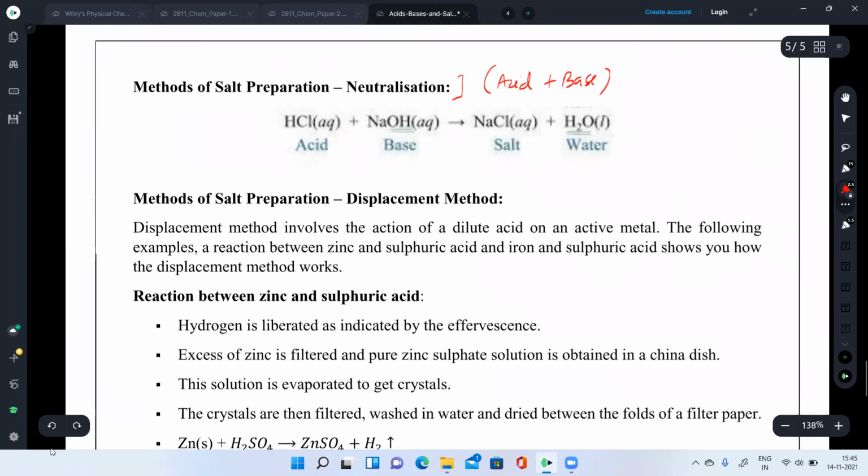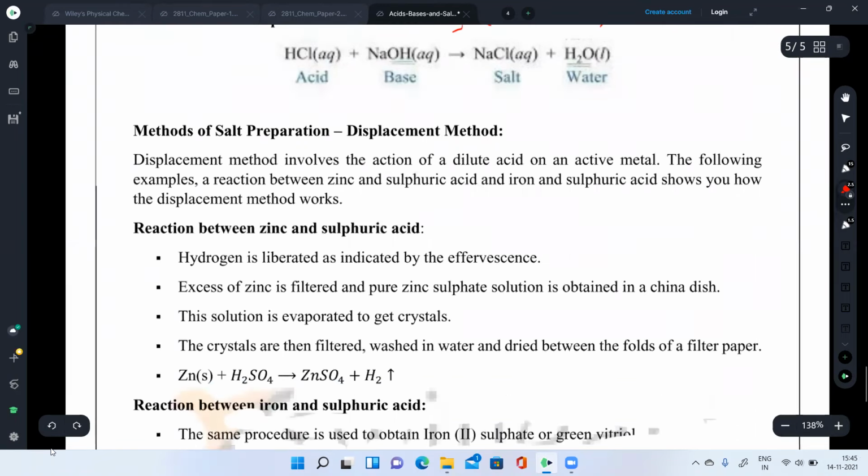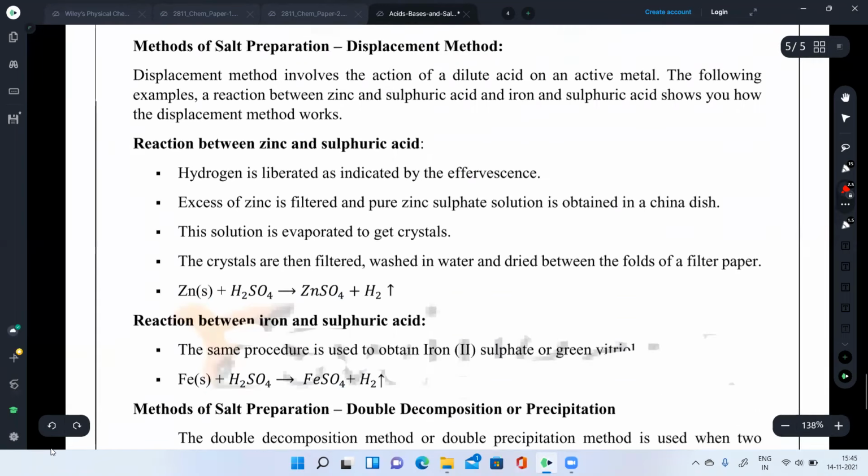The next method of salt preparation is the displacement method. First one is zinc and sulfuric acid. When zinc is allowed to react with sulfuric acid, what does zinc do? Zinc actually replaces the hydrogen. See, here it is replacing the hydrogen, and zinc is taking the position of hydrogen and forms zinc sulfate. It is known as the displacement method.